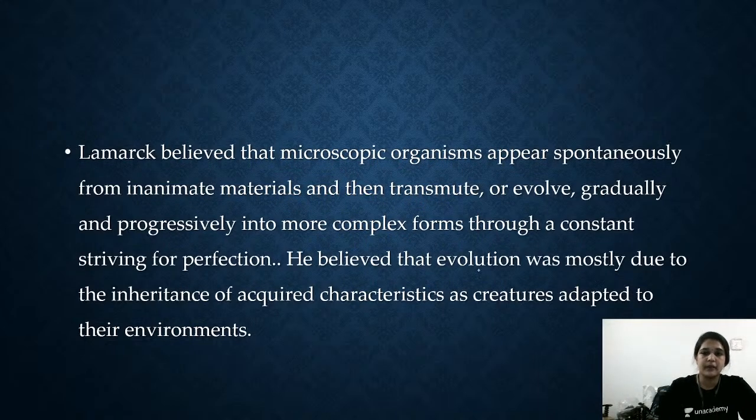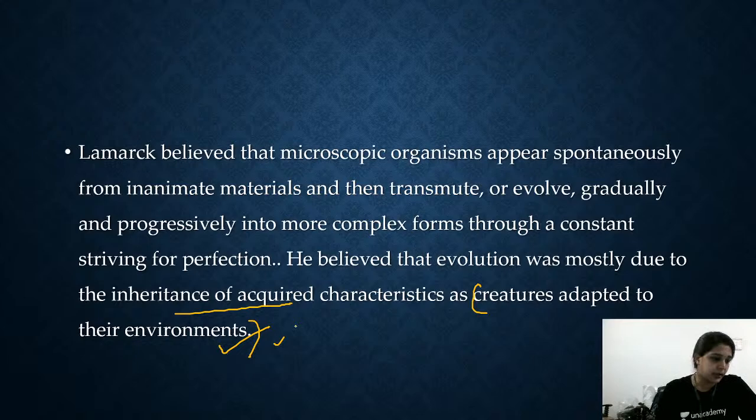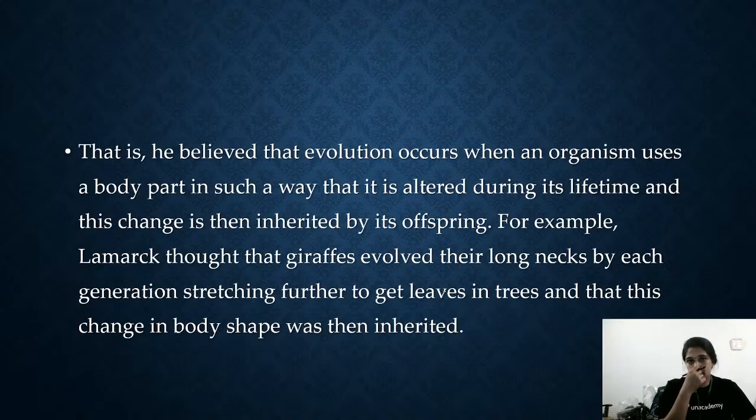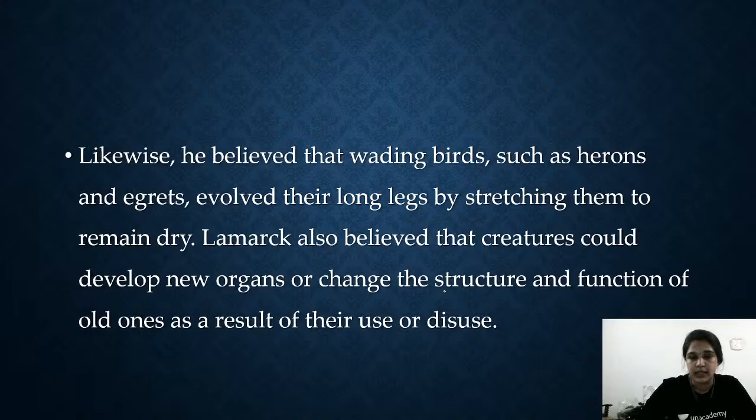He believed that evolution was mostly due to the inheritance of acquired characteristics as creatures adapted to their environments. This concept, creatures adapting to the environment, was actually right. This adaptation of creatures to the environment plays a very important role. We'll be seeing this concept, adaptation of a living organism to its environment, in many points. He believed that evolution occurs when an organism uses a body part in such a way, for example, giraffes evolving long necks, all these things.